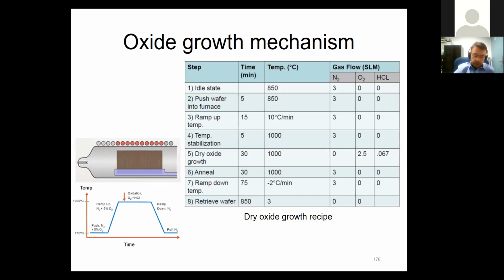What you do is, well, you start with a temperature. It could be even as low as room temperature, and then you gradually pull it up, and then you stabilize it. That's where the oxidation takes place, and then you ramp it down. So you lower the temperature, and then you cool it down so you can take out the samples.